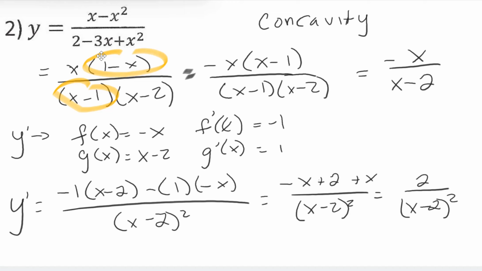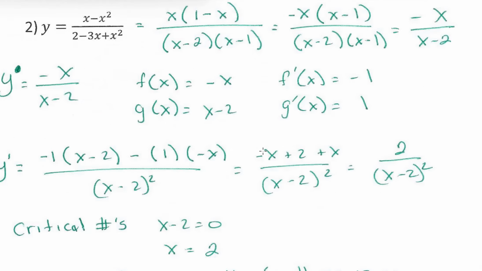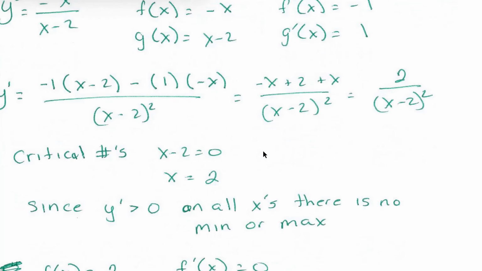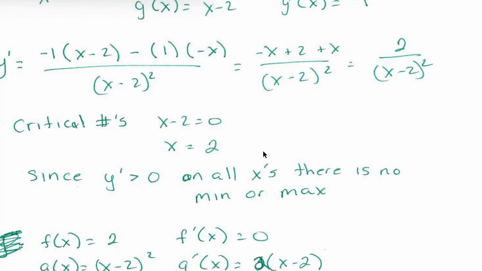And actually in this one, if I remember right, there was no min or max. Since y prime is greater than 0 on all x's, there is no min or max. If you plugged in either direction, the bottom's always going to be positive, and the top's always positive. So you're never going to get a negative number out of it, so it never switches direction. Remember, the whole point of the critical numbers is it's got to be increasing to it and decreasing from it, or decreasing to it and increasing after it. So it's got to change. If it doesn't change, it's not going to have a min or a max.